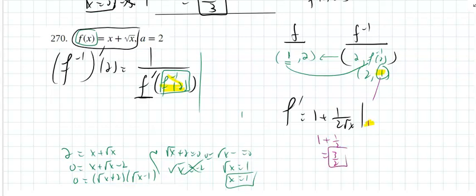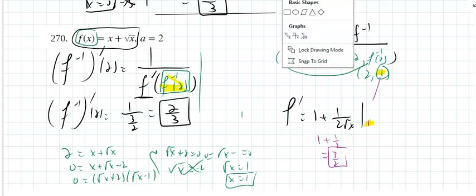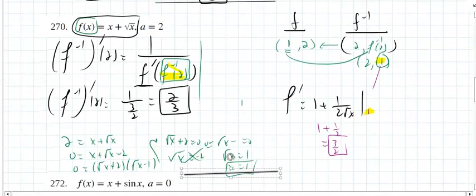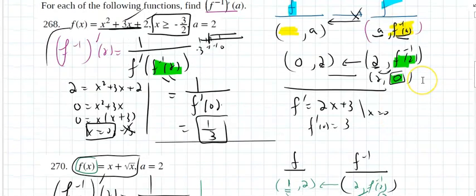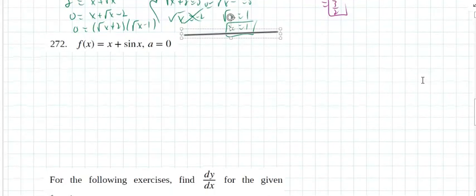So the derivative of the inverse now, evaluated at 2, is 1 divided by 3 halves, and we know that 1 over a fraction is the reciprocal, and that's my answer. Again, I just find the derivative of the inverse function without finding the inverse. Finding the inverse is a lot of work, and sometimes it's not even possible. And how about this problem? The same deal.